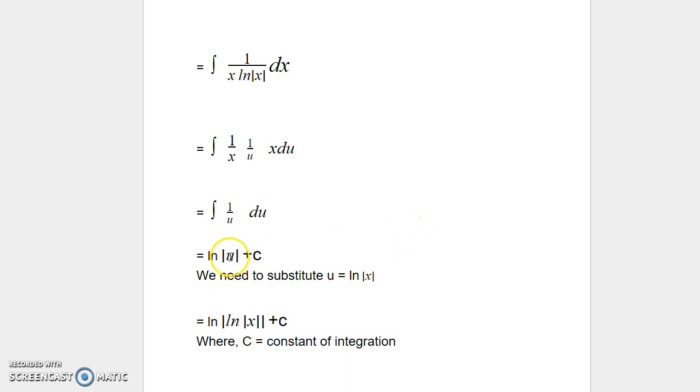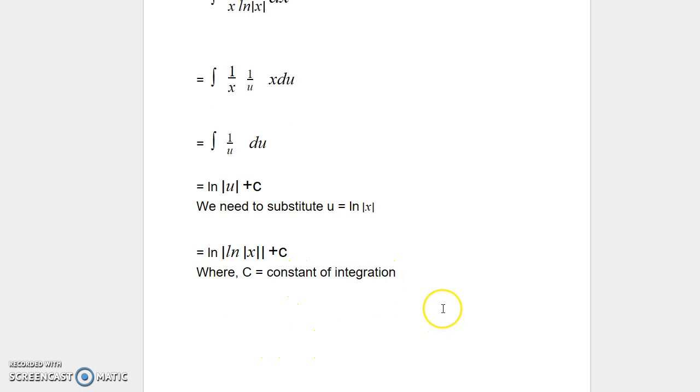We want to express our solution in terms of x and not in terms of u. So wherever we see u, we're going to write it in terms of x, as shown here. We started by saying let u be equal to ln of x. So we can write this as ln of ln of x plus c, like that, where c is a constant of integration. So this is the way we want to solve example problems related to logarithmic functions.